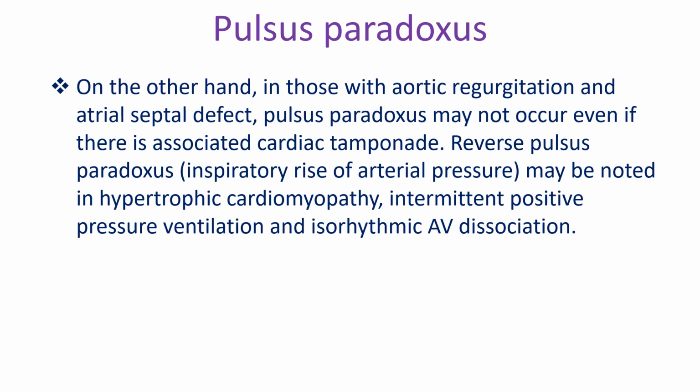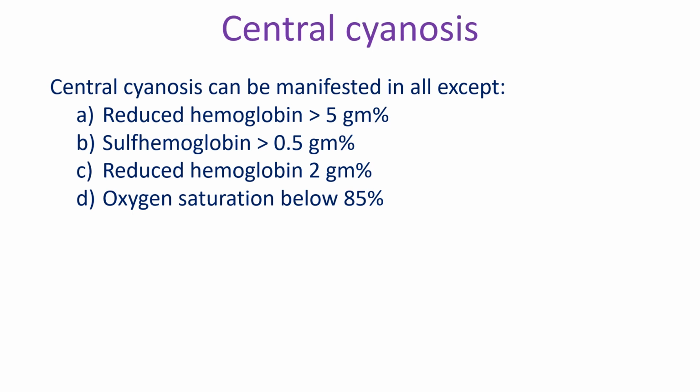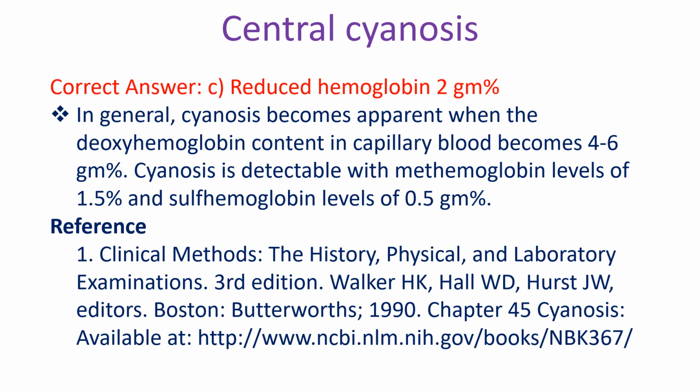Central cyanosis can be manifested in all except A. Reduced hemoglobin more than 5 gram percent, B. Sulfhemoglobin more than 0.5 gram percent, C. Reduced hemoglobin 2 gram percent, D. Oxygen saturation below 85%. Correct answer C. Reduced hemoglobin 2 gram percent. In general, cyanosis becomes apparent when the deoxyhemoglobin content in capillary blood becomes 4 to 6 gram percent. Cyanosis is detectable with methemoglobin levels of 1.5% and sulfhemoglobin levels of 0.5 gram percent.